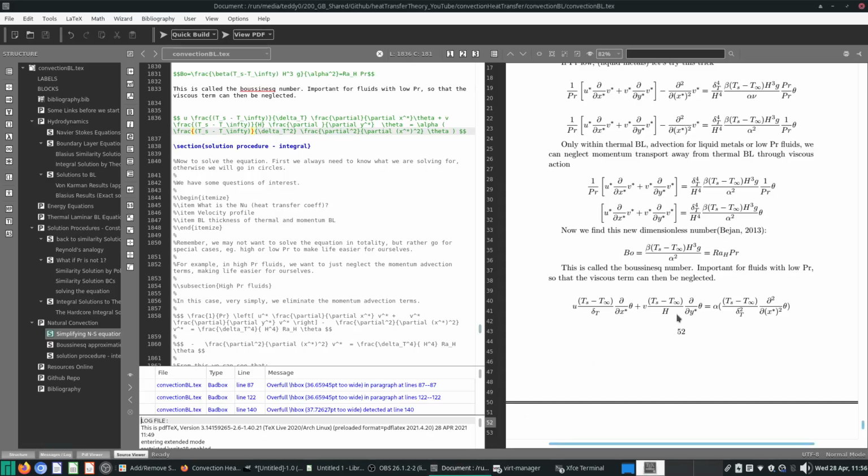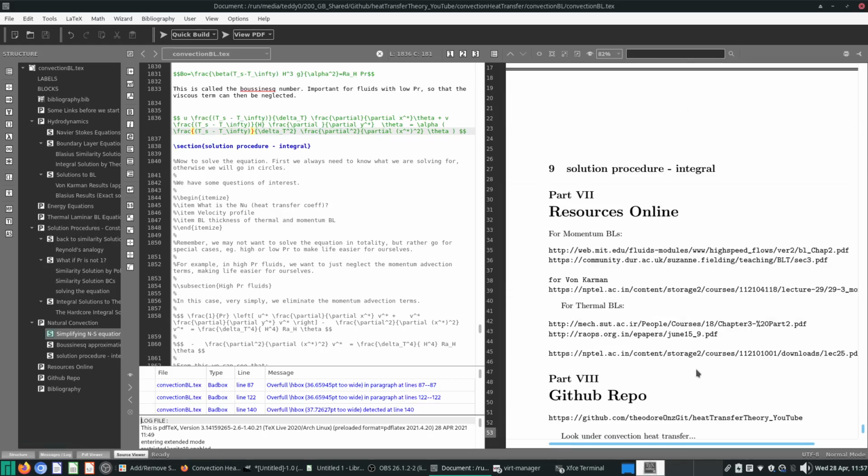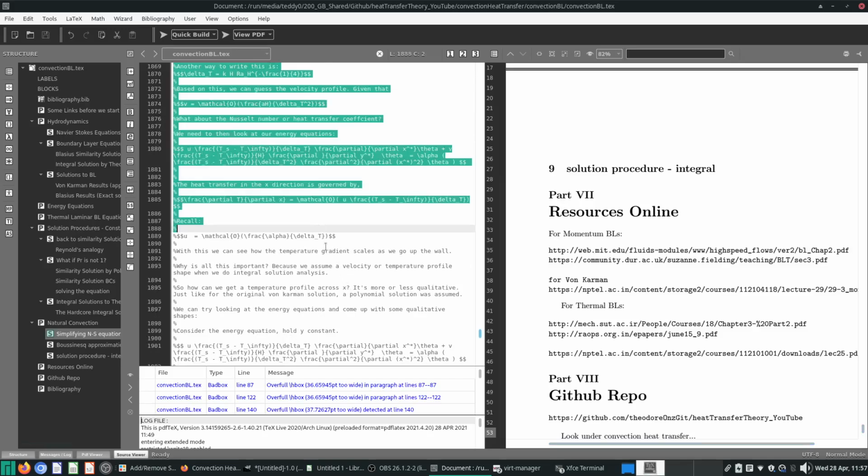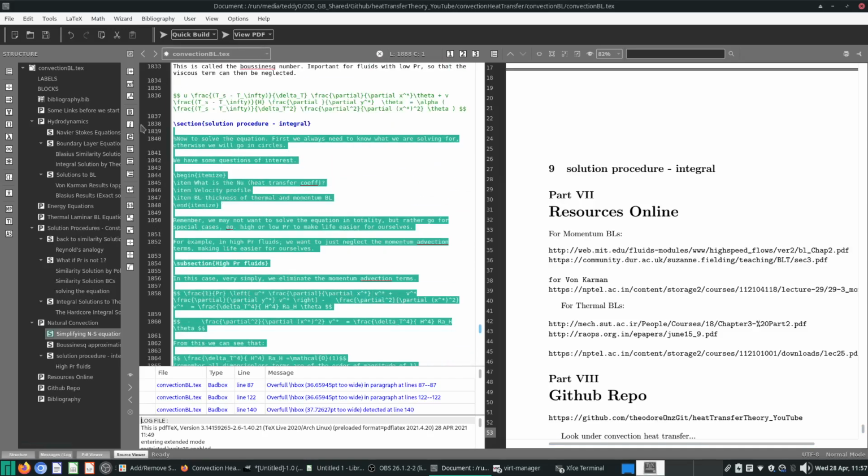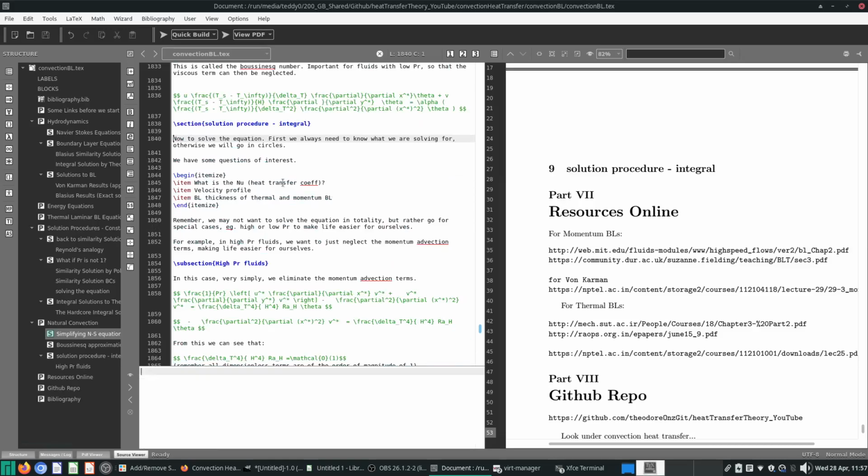Let's look at some solution procedures before we conclude. In our boundary layer solutions, there will be the integral solution, and then there will be the similarity solution. Of course, we can just use hardcore CFD on the thing. So let's go with the integral solution first. It's the most intuitive. I will just uncomment all of this and do a quick compile.